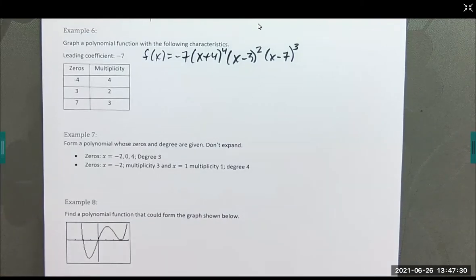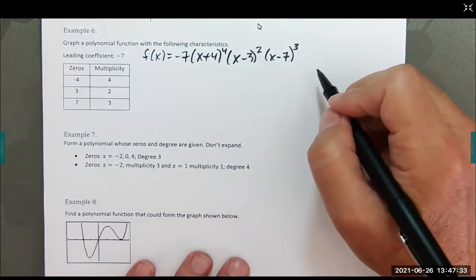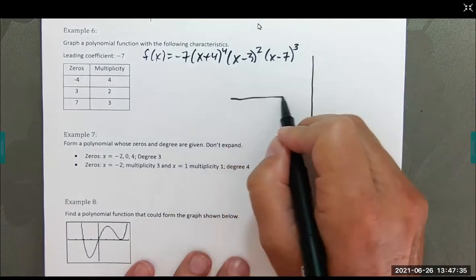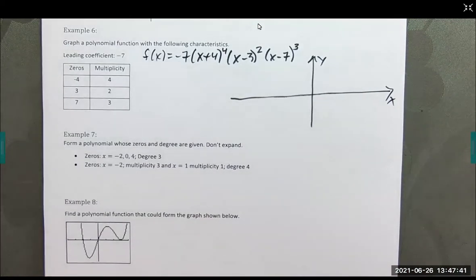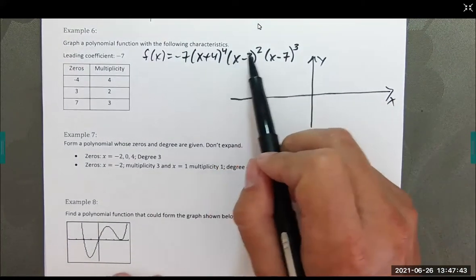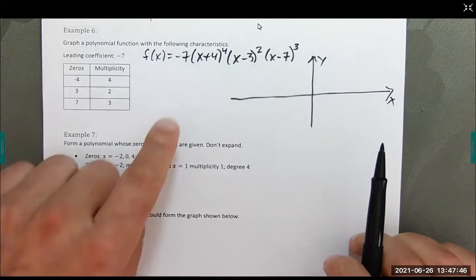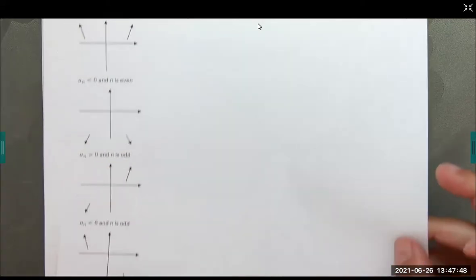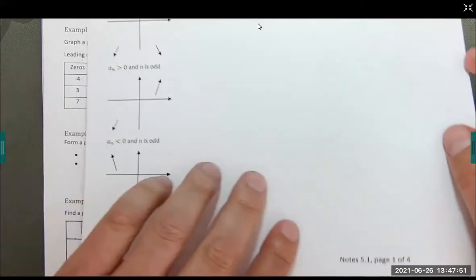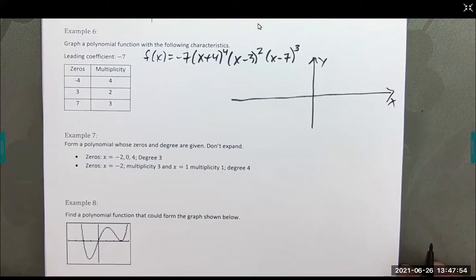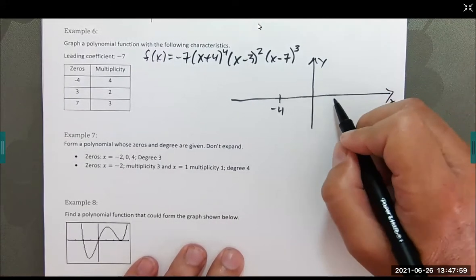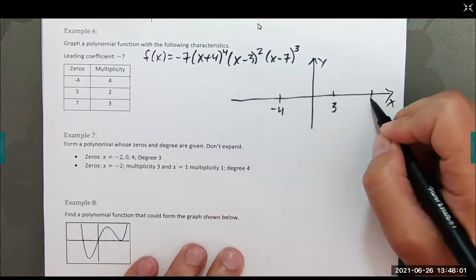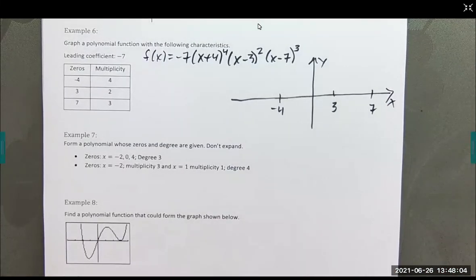So let's see what we have here. So let's see what our degree is. So that's 4, 5, 6, 7, 8, 9. So it's odd again with a negative lead. So it once again is going to start up and end downward. So let's put in our zeros. So we have -4, we have +3, we have +7. All right, we'll do purple for this one.